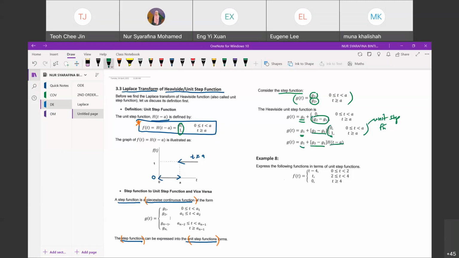If you have up to 3 or 4 functions, you will have g(t) equals g1 plus (g2 minus g1) h(t minus a1) plus (g3 minus g2).